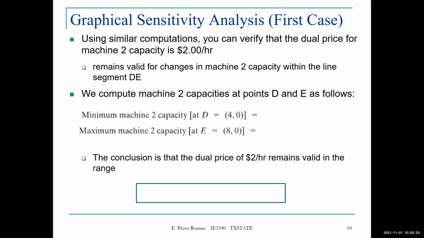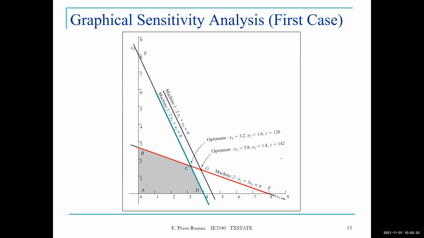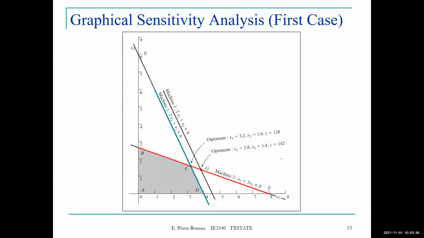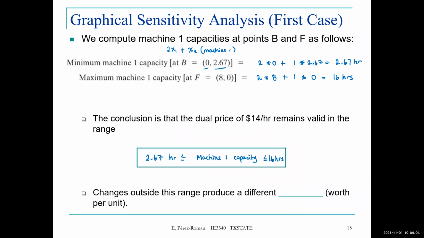Using similar computations, you can verify that the dual price for machine 2 capacity is $2 an hour. If we just focus on machine 2, which is this constraint right here, and go through the same process that we did for machine 1, then instead of $14 an hour in terms of profit increase, the rate of change, or the shadow price, or the dual price for machine 2 is going to be $2 instead of 14. So you're not making that much when compared to machine 1.